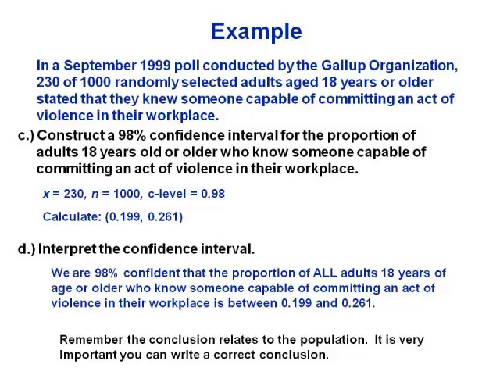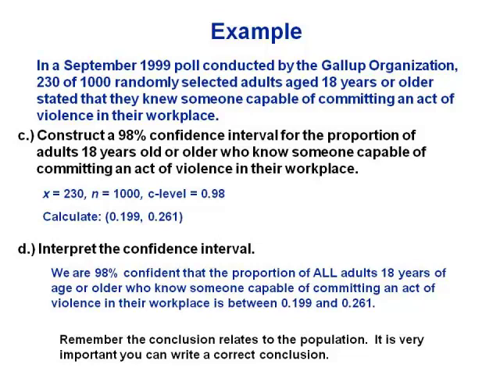We need to say how confident we are. We are 98% confident that what? The proportion, the mean, what are we talking about? We're talking about the proportion of who? Of all adults, because we're taking what happened in a sample and generalizing it to the whole population. So I need to say of all adults, and then what we were talking about: people who knew someone capable of committing an act of violence in the workplace, and then we'll say what it's between.